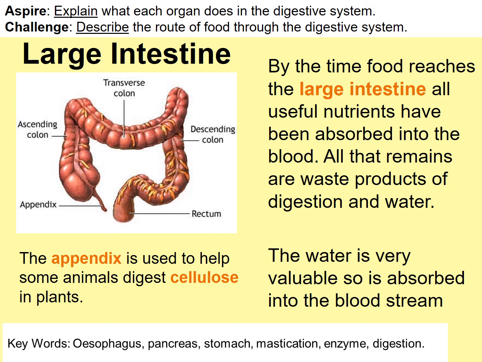And just another one, this is just a little useful note. There's an appendix on the large intestine, and that was used by animals which we evolved from to digest cellulose. So we would have been able to go to a tree and eat the leaves and digest it all and take the cellulose out of it. That is now in humans. We don't use that anymore. So if you ever get appendicitis, they'll just take your appendix out because you don't need it.